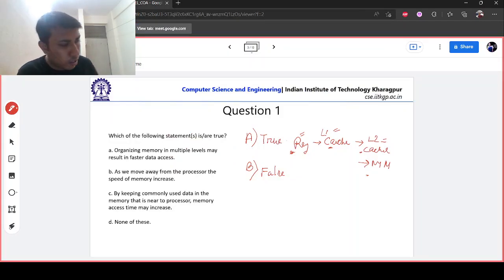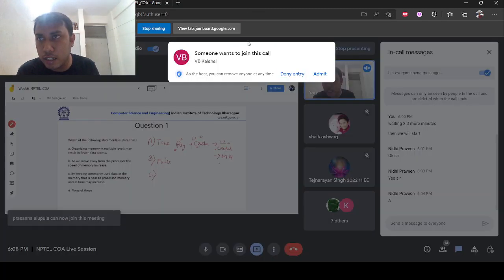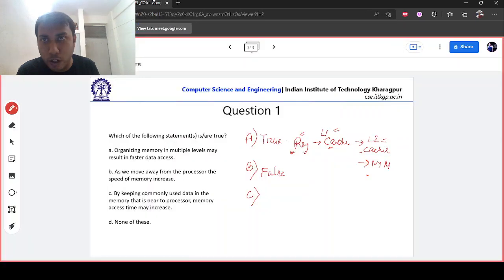Now let's look at option C. In option C, by keeping the commonly used data in the memory that is near to the processor, memory access time may increase. Actually, it is also false, because it is the opposite. It basically decreases.